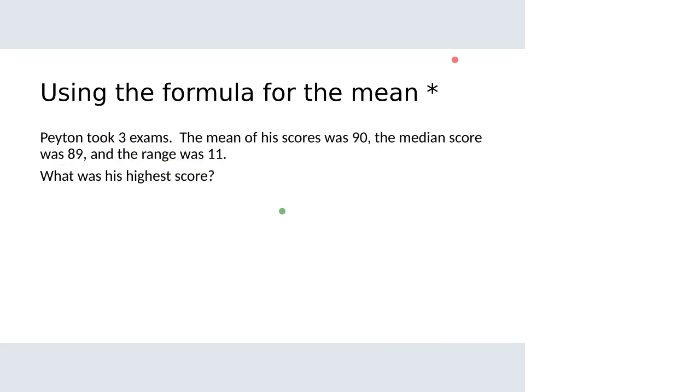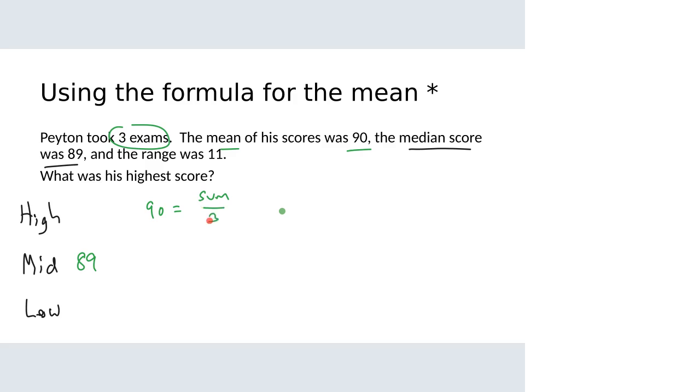We're after 3 test scores here. We're going to have the highest, the middle, and the lowest. And we're told that the median score was 89. So right away, we know the middle score is 89. We've got that one for free. I'm also told that the mean was 90, and there were 3 exams. I don't know what the sum of the scores was, but there are 3 exams, so we can multiply those together and find out that 270 was the sum of all 3 scores.